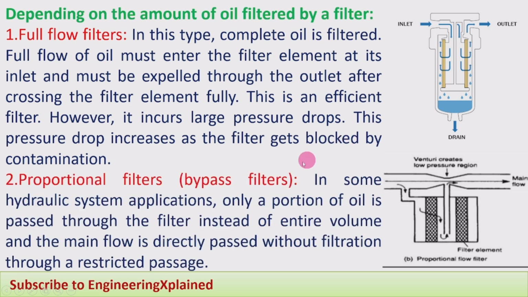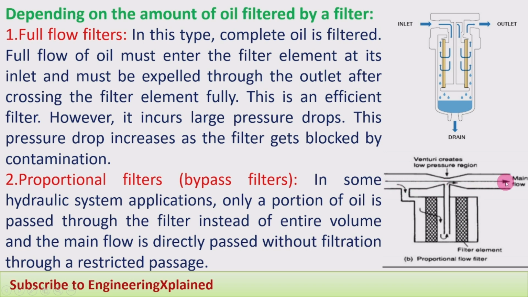The next type is proportional filters or bypass filters. Here, all the oil flowing in the system is not filtered. Partially, it is diverted to the filtering system, and partially, it is directly supplied. In due course of time, the complete filtration will occur during the working of the system. In some hydraulic system applications, only a portion of the oil is passed through the filter instead of the entire volume, and the main flow is directly passed without filtration through the restricted passage. This is the proportional flow filter.